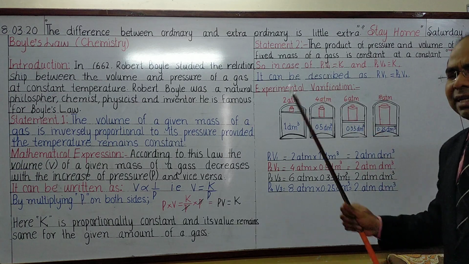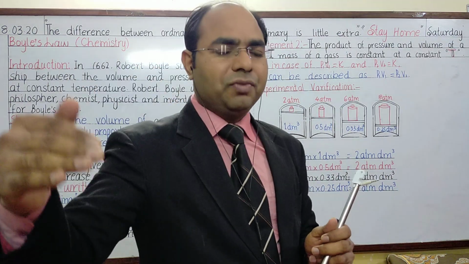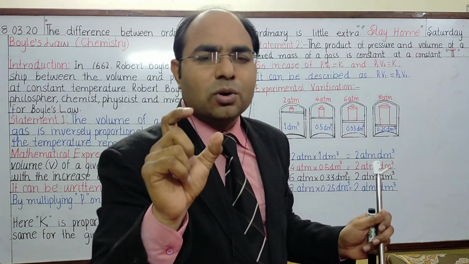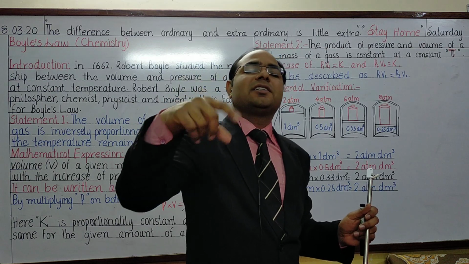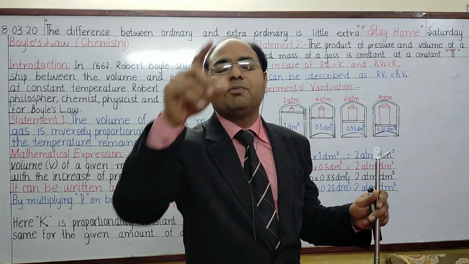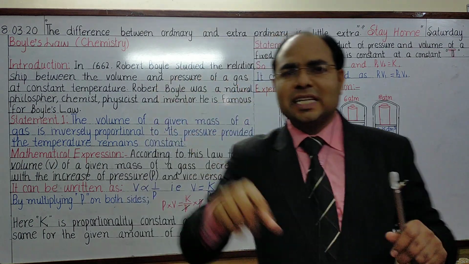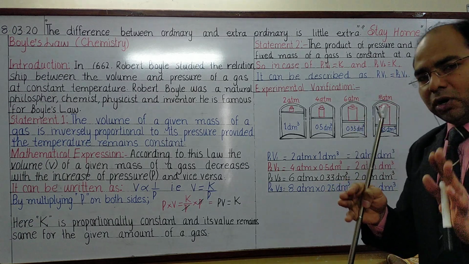Now, hence this is proved when P1 V1 is equal to P2 V2. Why? Because the value of K is the same. If it's P1 V1, it is equal to K. If it's P2 V2, it is equal to K. So the value of K is the same, so you can say that P1 V1 is equal to P2 V2. Hence we prove Boyle's law.